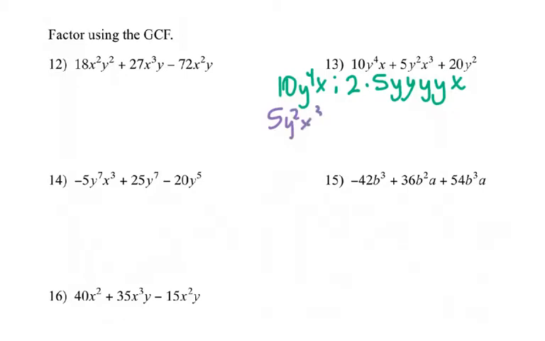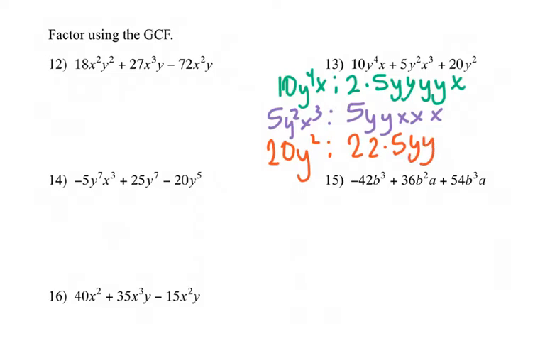5y squared x to the third is 5. I didn't make these problems up, and I do not like that they're not in standard form. I don't like that the y's are coming before the x's. That's actually not something that we would do, and I'm not really sure why this program has it like that, but whatever. Okay, looking for what they have in common.